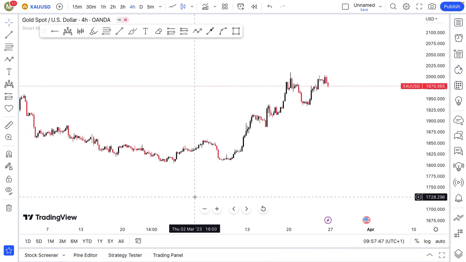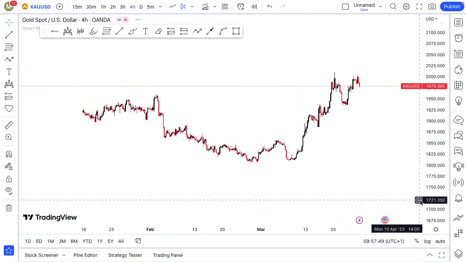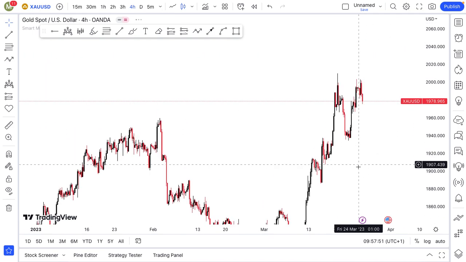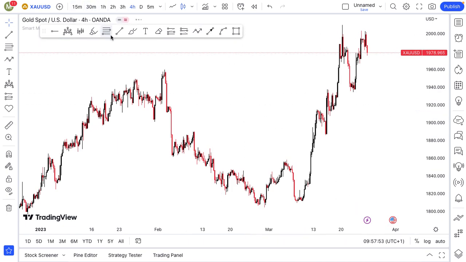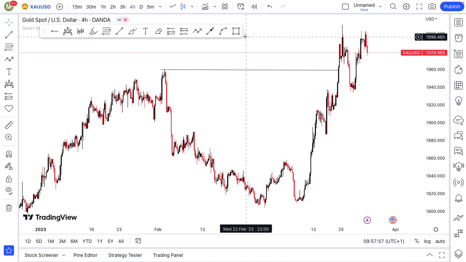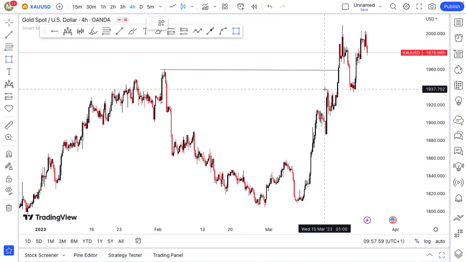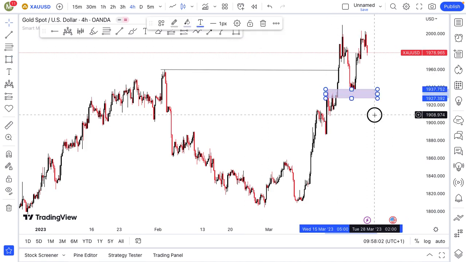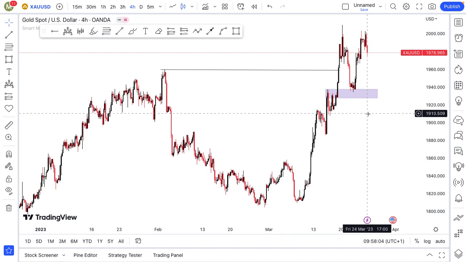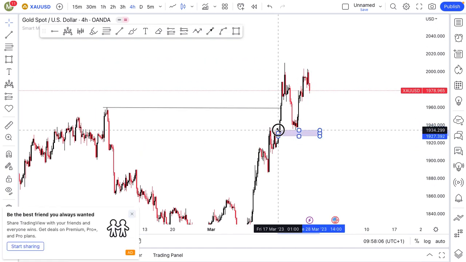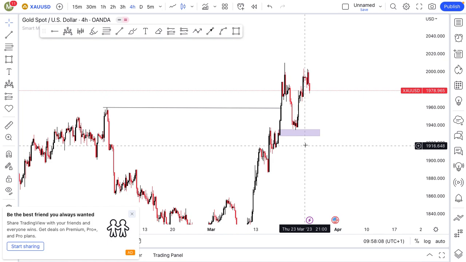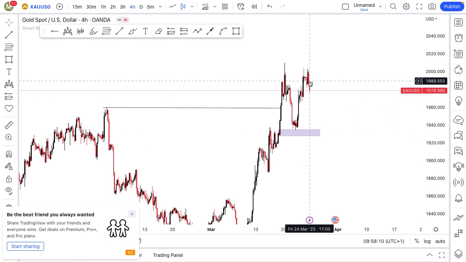Alright, so this is gold. This is gold pushing to the upside on the 4 hours structure, taking out this high, and coming back to tap into the level that it broke out from. Right. So here is the left untouched. Here it tapped into the zone on the 4 hours and pushed to the upside.